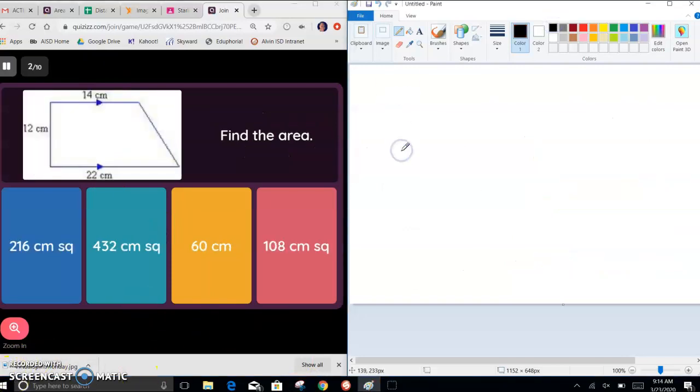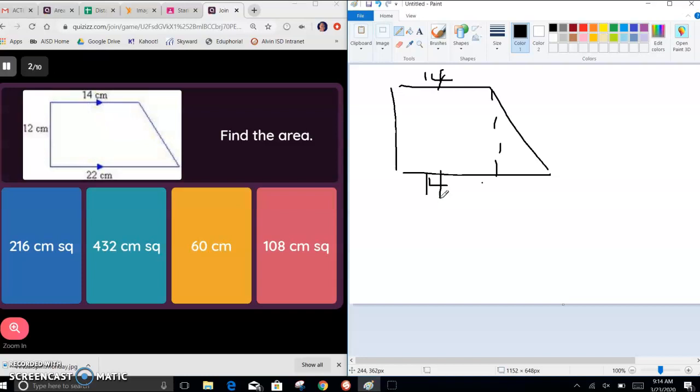Okay, the next question, I'm going to draw it on my paper. This right here is a triangle. This is 14 centimeters. But because this whole thing down here is 22, I need 14 plus some number to give me 22. So 22 minus 14 is 8. So 14 plus 8 is 22. And then the height of this is 12.